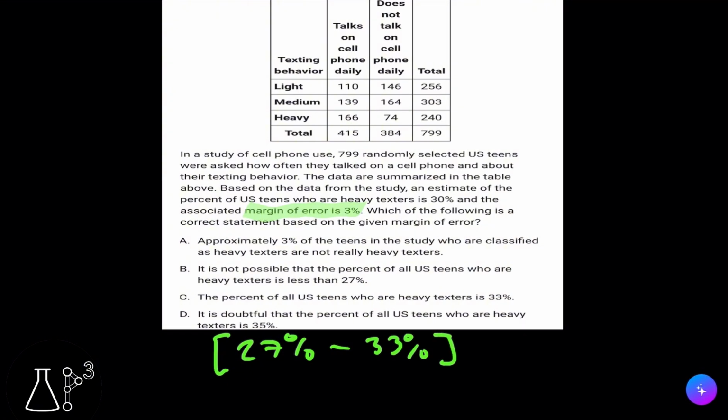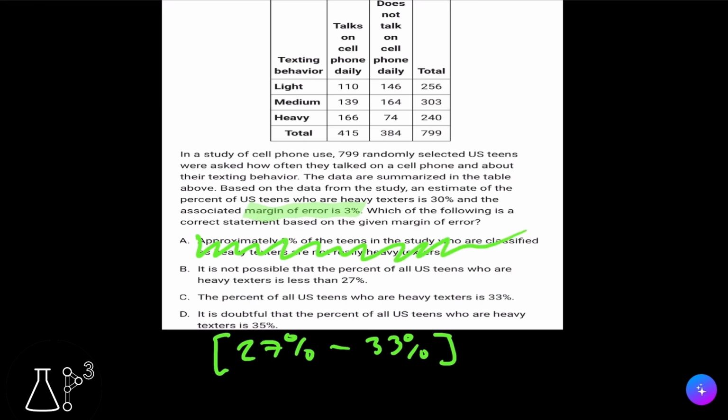Approximately 3% of teens in the study who are classified as heavy texters are not really heavy texters. So this is not in our range at all from 27 to 33. So that answer choice doesn't make sense at all because we can't determine 3% of texters are misclassified. It's possible, but it's very unlikely because the range goes from 27 to 33%. So A is going to be incorrect.